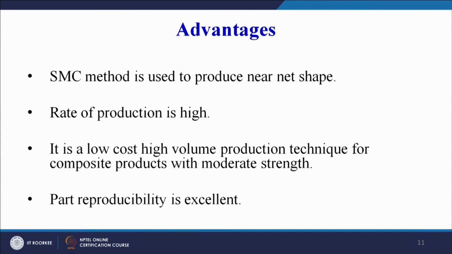Rate of production is high, as it is very obvious that once you have a partially cured resin, you have to cut it, place it, and then subject it to the thermal cycle, the temperature and the pressure, and you will get your product quickly. So the curing time that is otherwise taken will be reduced, and here the curing cycle would be much quicker and faster. It is a low cost, high volume production technique for composite products with moderate strength.